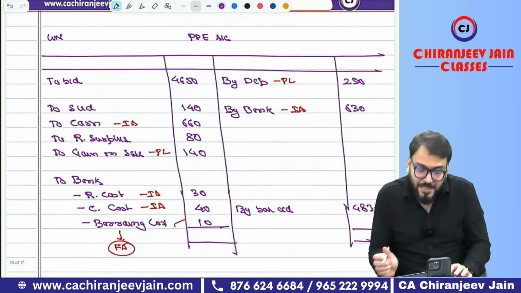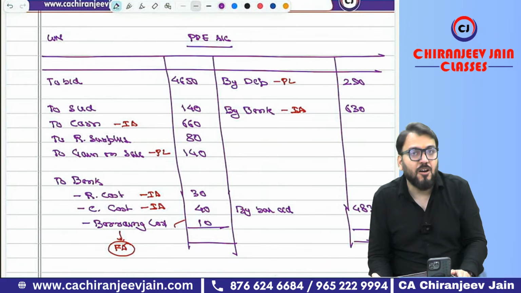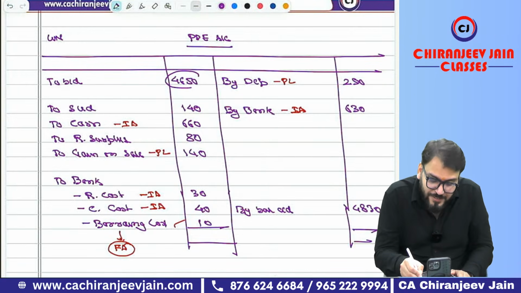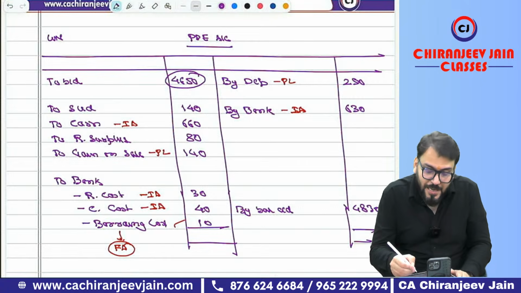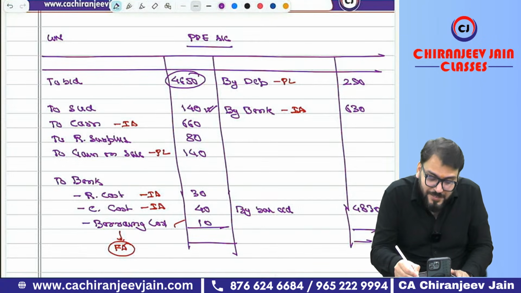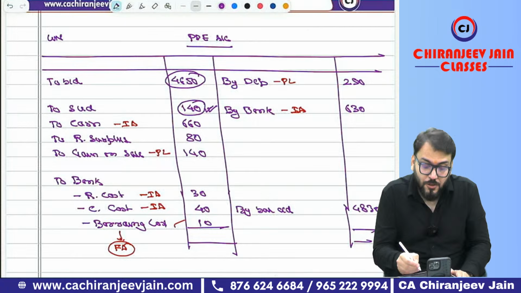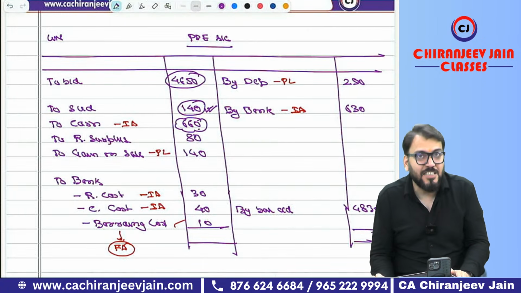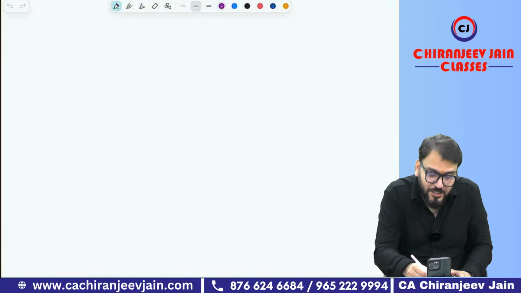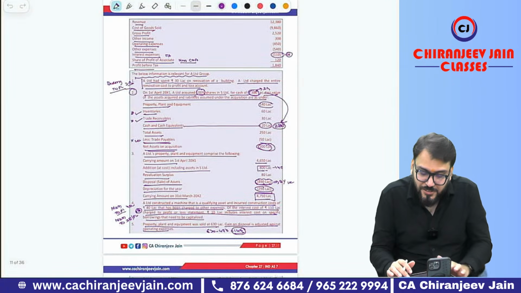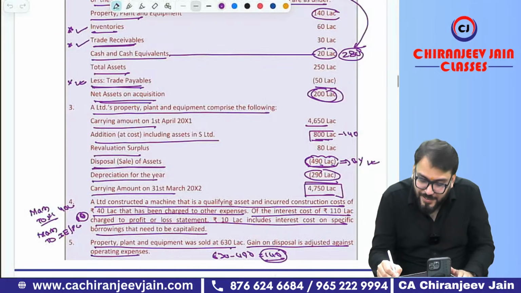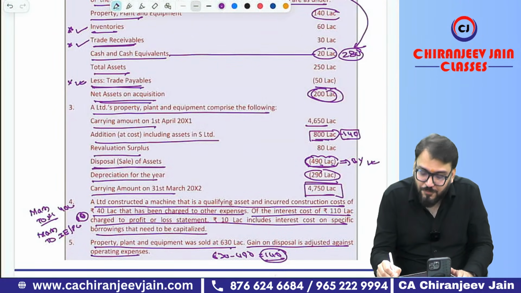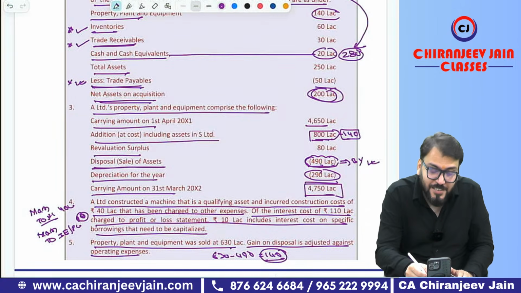Then we'll also prepare one PP account. The opening balance given is 4650. Then whatever you acquired from S Limited, that is 140. The balance you acquired is cash, 660. Because in the question it is given that the total acquired is 800, including that acquired from S Limited. So from S you acquired 140 and the balance you acquired in cash.